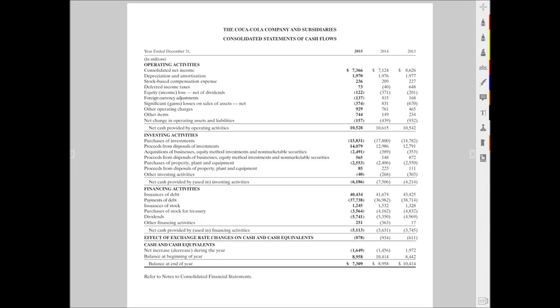But on page 78, we've got a whole consolidated statements of cash flows. Basically, cash flow means exactly what it says. It's the cash flows coming in and out of the company, and this gives you that full sense of that.